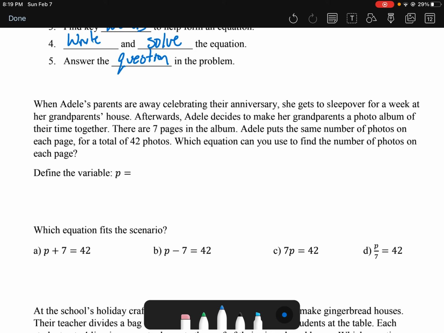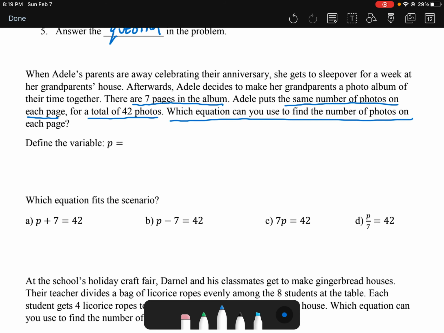So going through, there's a lot of useless stuff in there that, when it comes to writing what the equation is, I don't really care about. So the only important things are that there are 7 pages in the album, a total of 42 photos. We know that she wants to put the same number of photos on each page. And then the question is, which equation can be used to find the number of photos on each page?